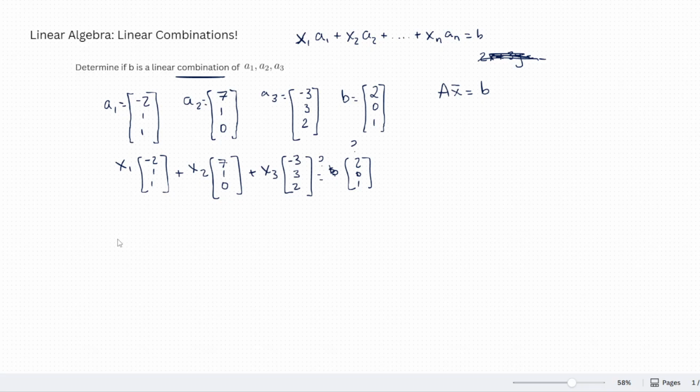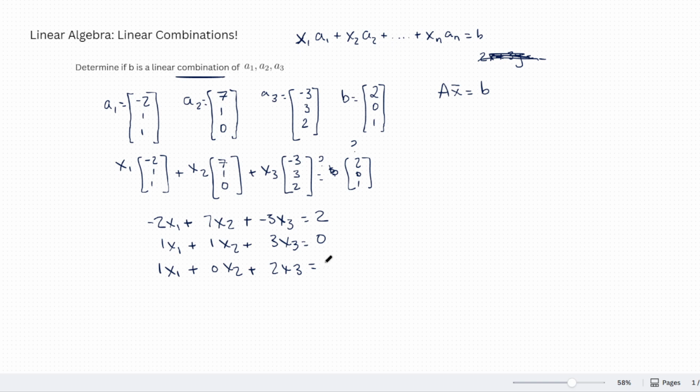So what we have here is just a system of equations. So we'll have -2x1 plus 7x2 plus -3x3 equals 2, 1x1 plus 1x2 plus 3x3 equals 0, 1x1 plus 0x2 plus 2x3 equals 1. So we have our system here, and this might look a little familiar.